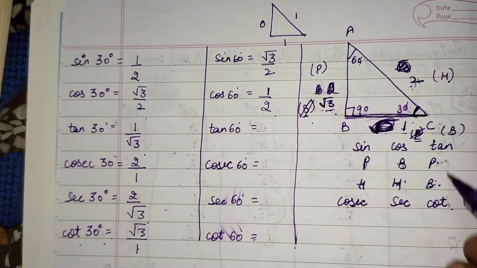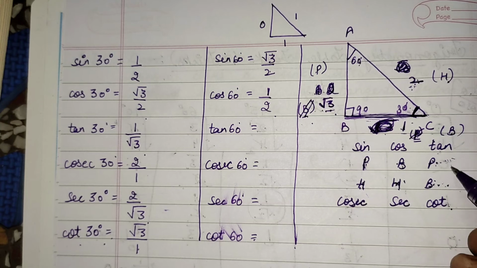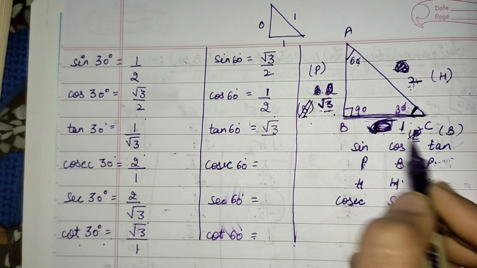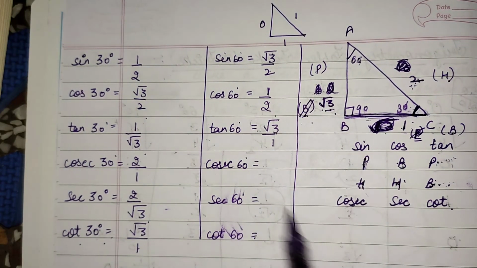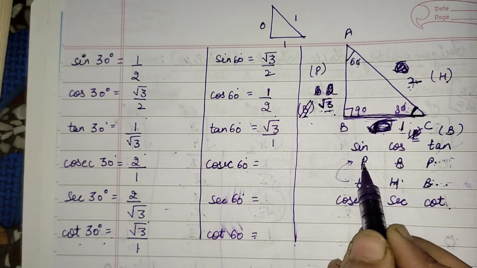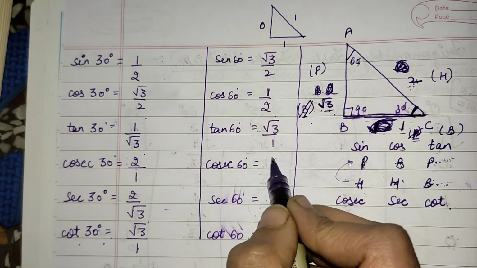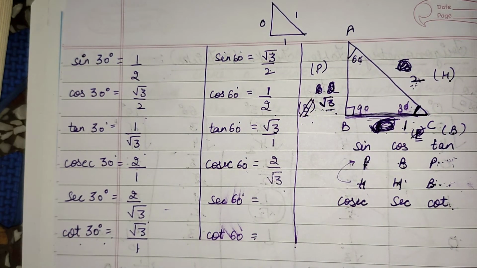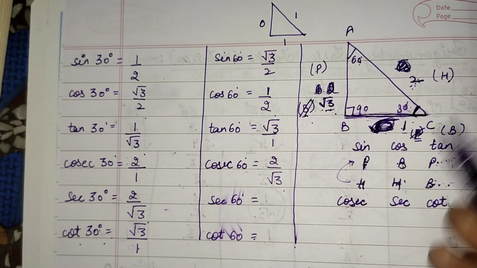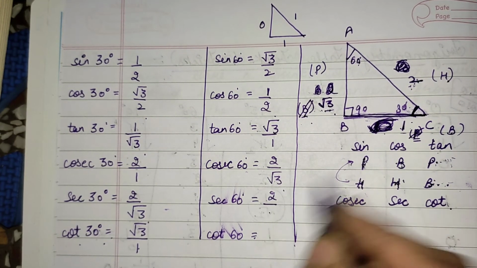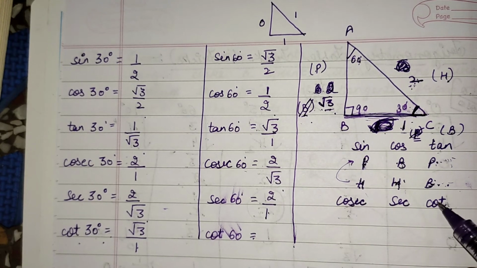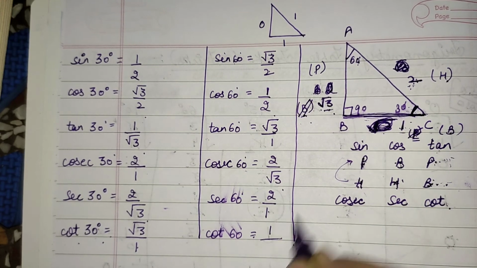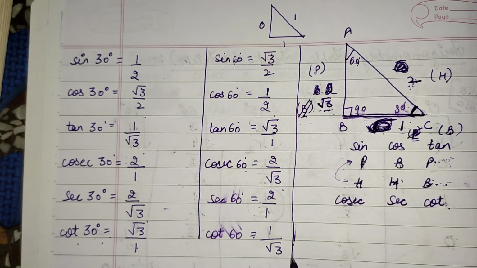Tan 60 is perpendicular by base. Perpendicular is my root 3, and base is my 1. Cosec 60 is hypotenuse by perpendicular. Hypotenuse is my 2, and perpendicular is my root 3. Secant is hypotenuse by base. Hypotenuse is 2, and base is 1. Cot 60 is my base by perpendicular. So base is 1 divided by perpendicular is root 3.